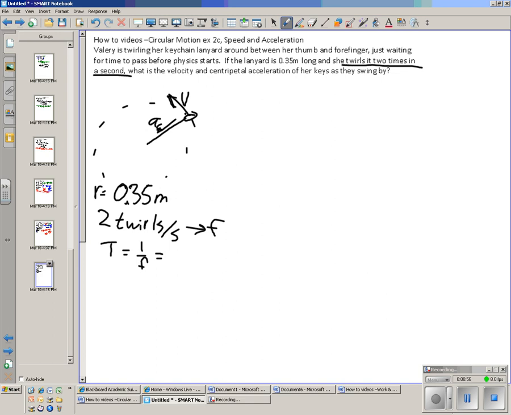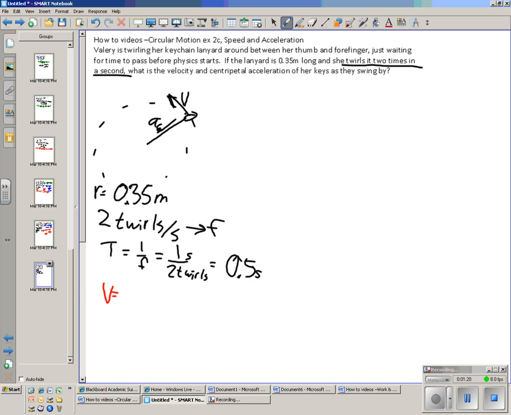Period is 1 over frequency, so it's 1 over 2 twirls, and then per second, so that's the seconds up here. So simply put, 0.5 seconds per twirl. If we want to say per twirl on there, that's fine. We don't have to. Okay, now let's go ahead and solve for the velocity.